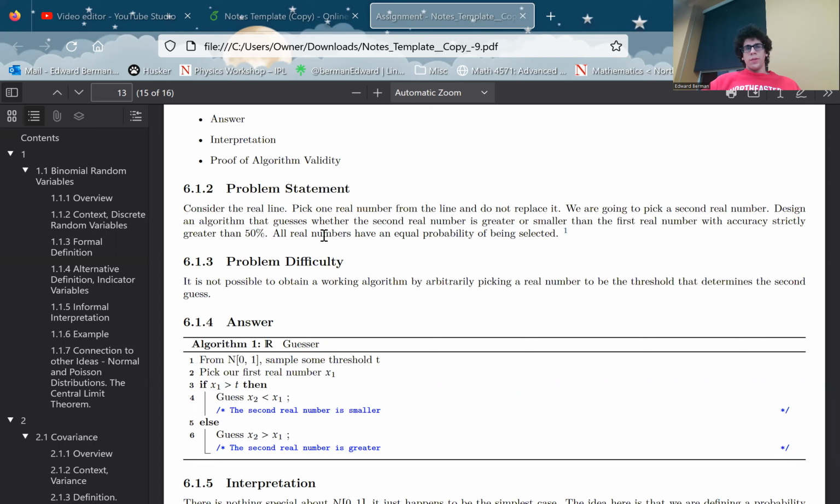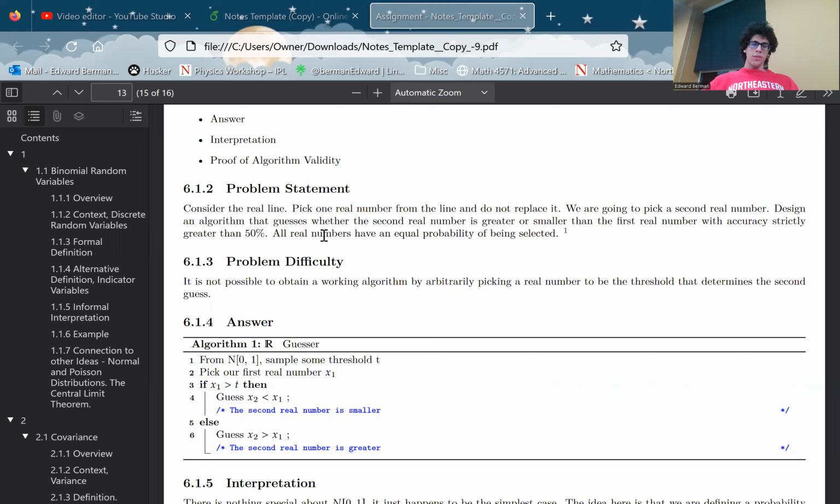So if you want a better idea of what this means, we may imagine a game where I randomly pick two real numbers, and given that information, some computer will make a guess, and we want this guess to be accurate over 50% of the time.